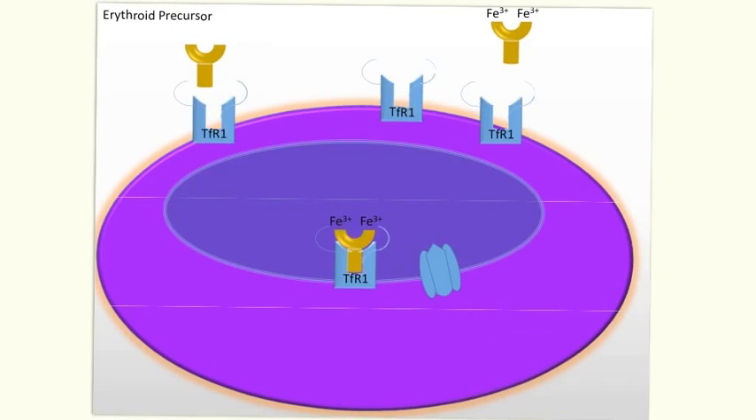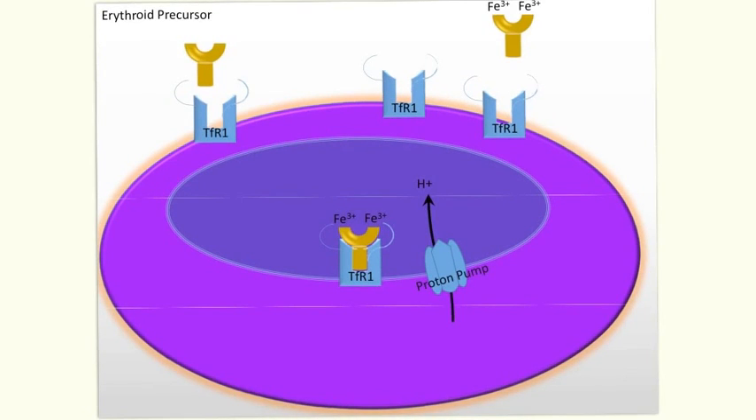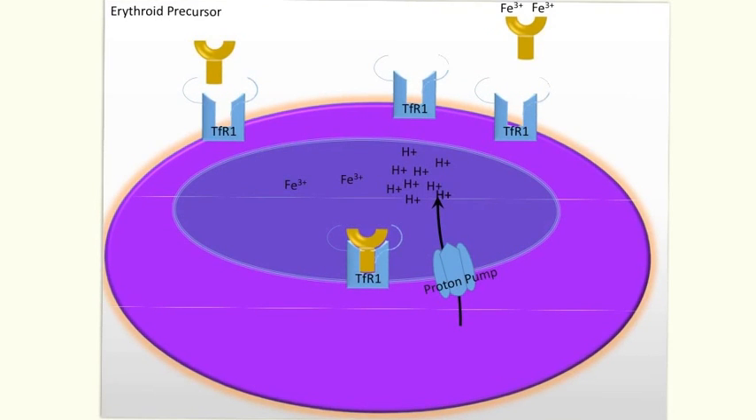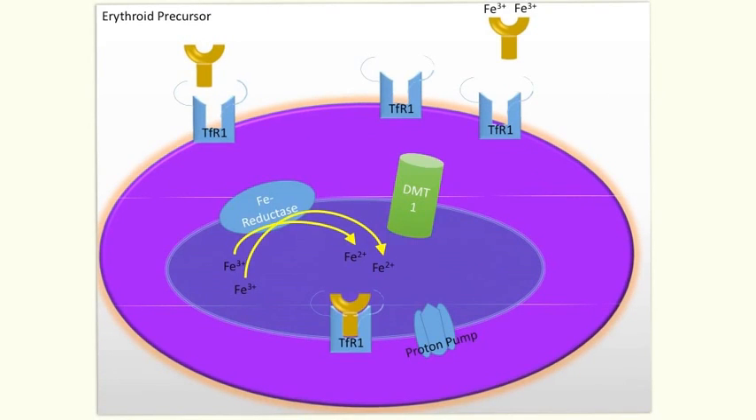And once it's in there, you've got to get the iron off of the transferrin. So a proton pump will bring the pH down to about 5.5. And that will change the conformation of the transferrin enough that it will release its Fe3+. And I'm pointing out here that this is definitely Fe3+, because it has to be Fe3+ to bind to transferrin, and it just got released off of transferrin. An iron reductase will then convert it into Fe2+. It has to be in the 2+ state to go through the transporter.